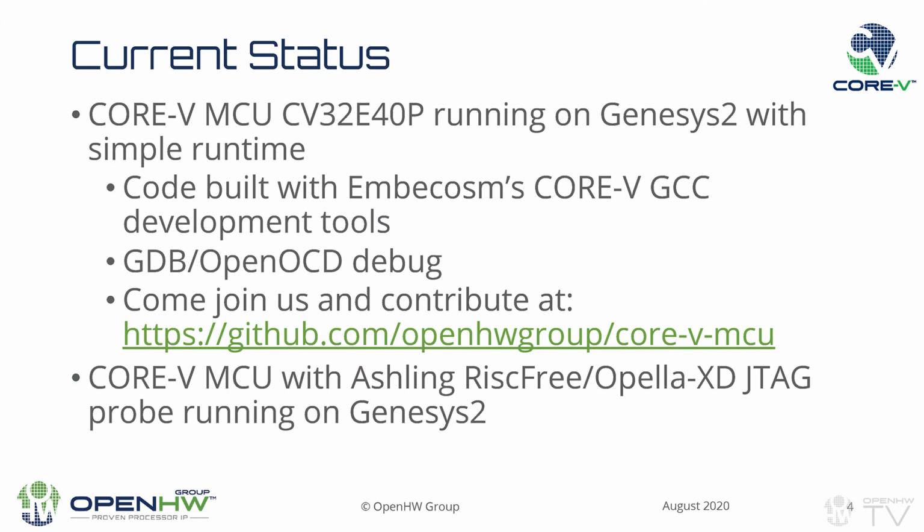So currently we have swapped the RiscFree RTL with the updated CV32E40P code and are using the latest Core-5 software tools from the software task group downloaded from Embecosm. The platform is running on the Genesys2 FPGA board, as well as the Digilent Nexys A7 board, and is running with a very simple runtime that can be debugged using OpenOCD and GDB. Source code and instructions to build the platform are available from Open Hardware Group's repo, and this repo is called Core-5 MCU. As well, Ashling have integrated their RiscFree Opella-XD JTAG probe with the Pulpissimo RiscFree platform running on the Genesys2.